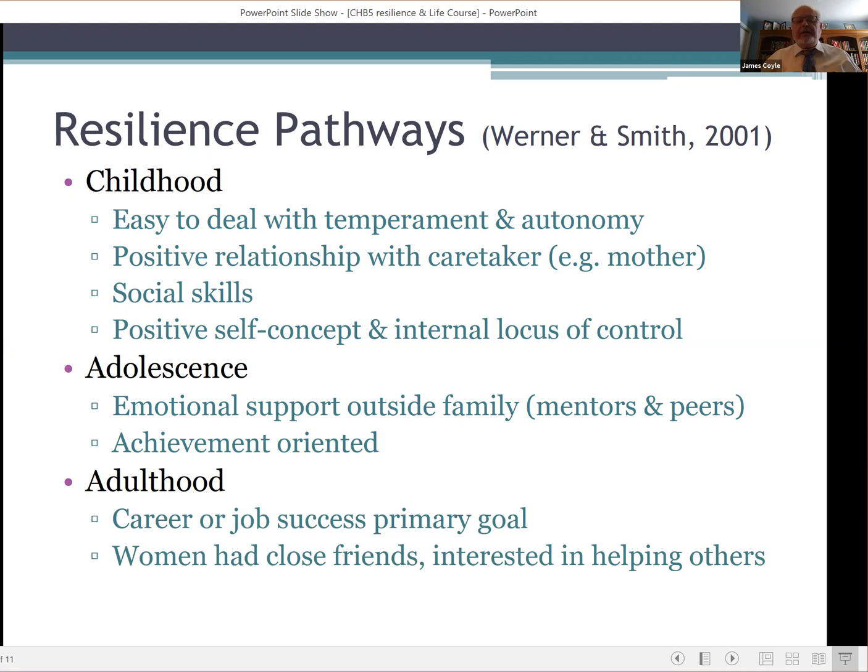In adulthood, when adults are focused on career or job success, that's a helpful thing. For adult women, having close friends and being interested in helping others seem to be related to resilience. When I was working with adults who were having difficulties, what I found is that a sense of I can do this, a sense that I can get through this, as well as a sense that they would be able to accept help, if not exactly ask for it. Even so, it was important to look at who they have in terms of relationships and mentors. Even the relationship with the counselor can sometimes be an important thing to take into consideration here.